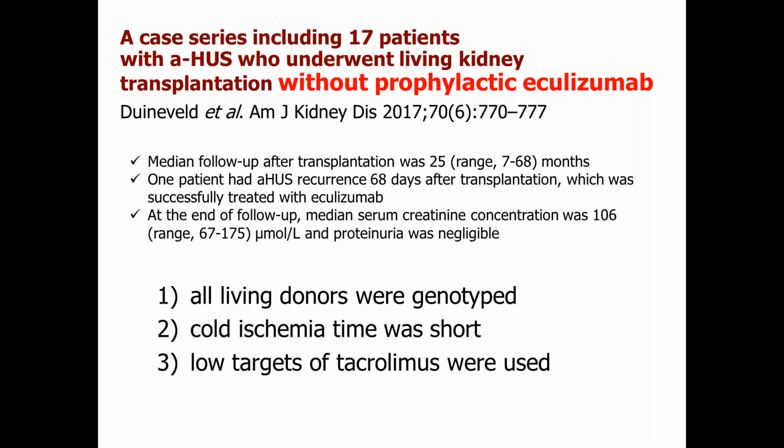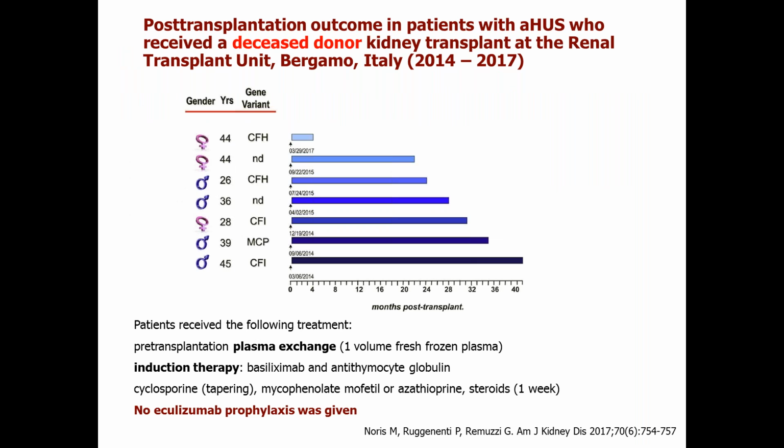And at the end of the follow-up, for all the patients, the creatinine concentration was excellent at 106 micromoles per liter and with minimal proteinuria. So the success of this strategy was that all living donors were genotyped. Cold ischemia time was short because this was done from living donors, and low targets of tacrolimus were used. So nowadays it has been considered that a living donation for these patients is not a contraindication.